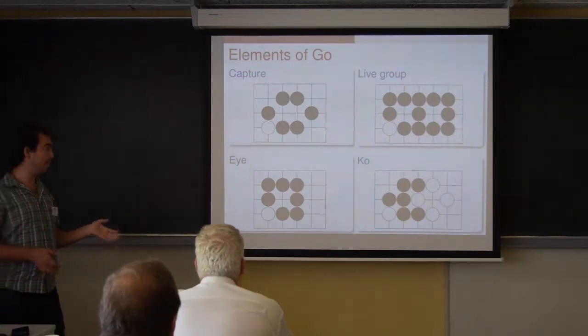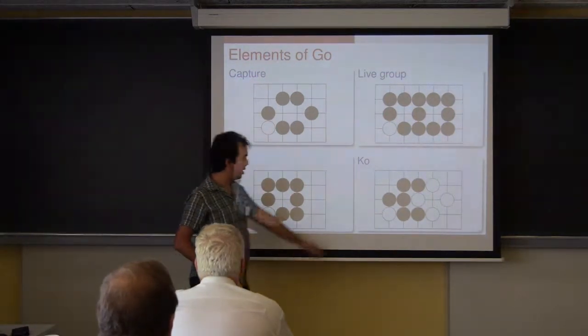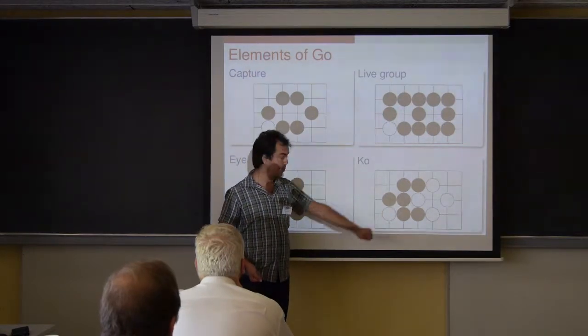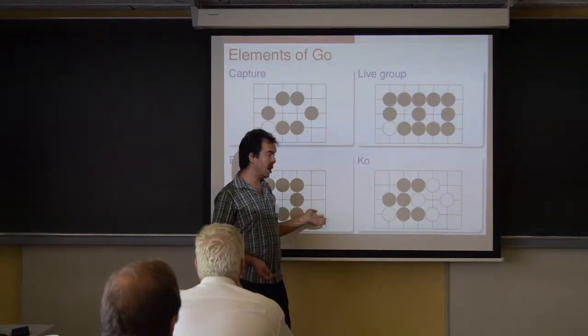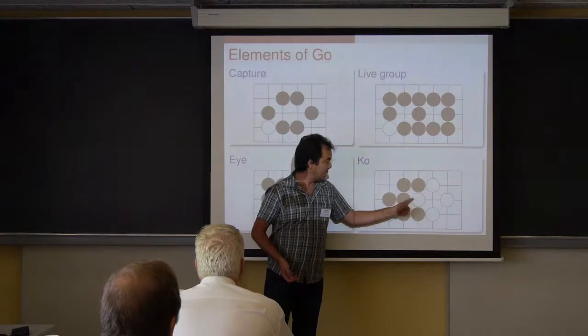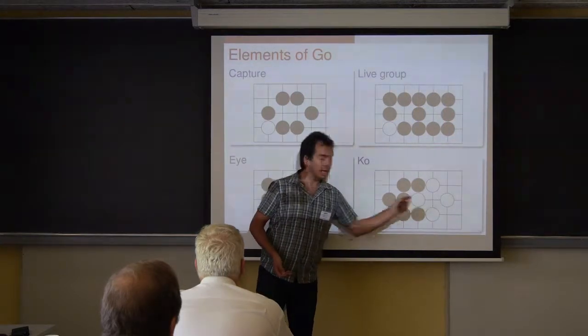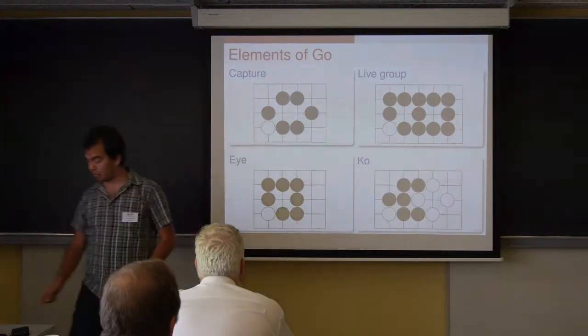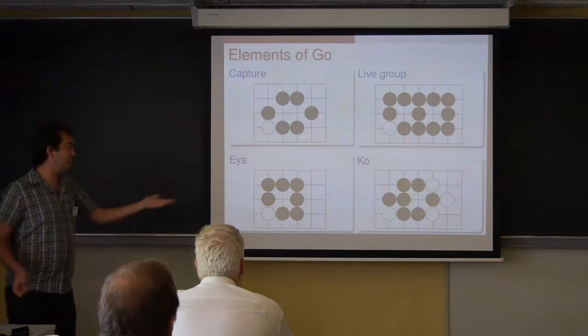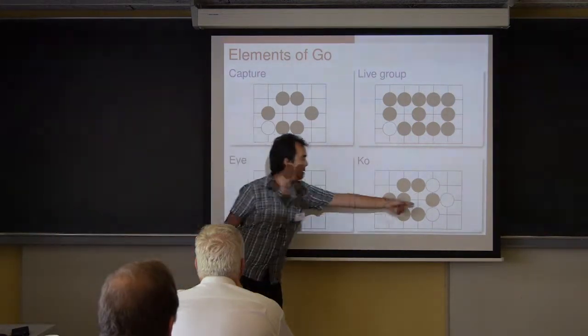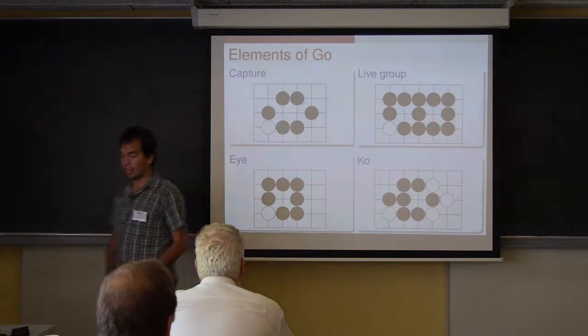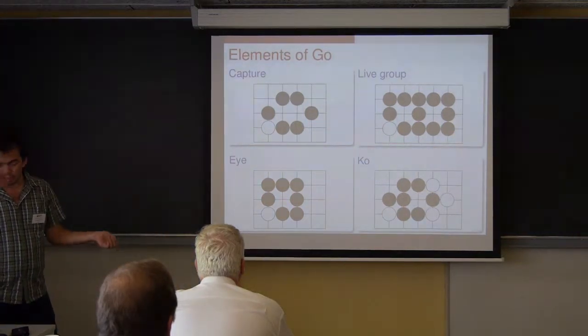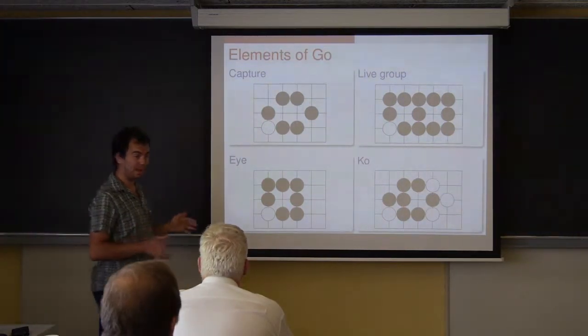Finally, there's the problem of Ko. So imagine a situation like this. It's black's turn. Black can see that this white stone has a single liberty and play a capturing move right there. But then white could do the same. Say, oh, this black stone has only a single liberty, so I can play here too. And then it goes on. So this is not allowed by the rules of Go.